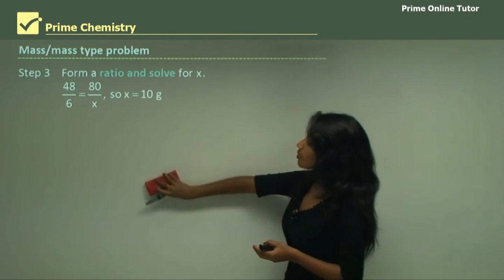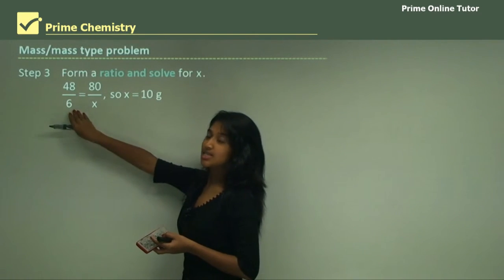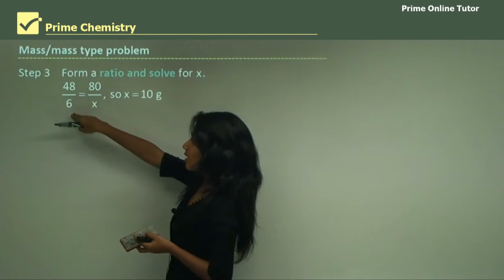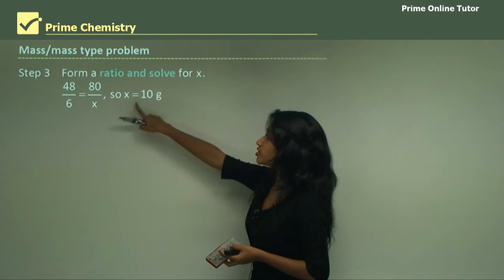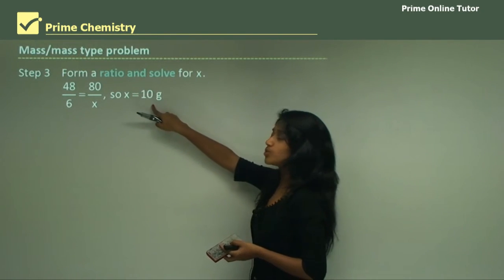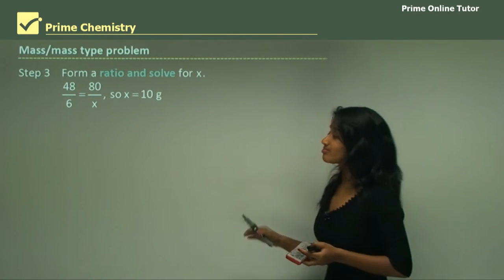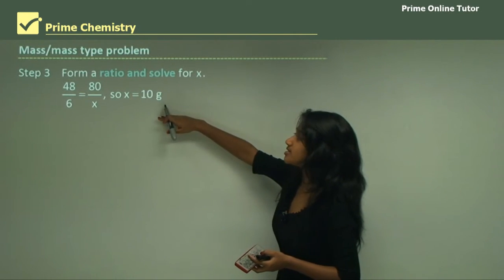So we would say that 48 over 6 is going to give us 80 over X. And you would cross multiply this and try to isolate our X. When you isolate X to one side, if you solve it further, you would get 10 grams. And this is a simple calculation. Now you would never leave your answer at this stage, because this is not correct.